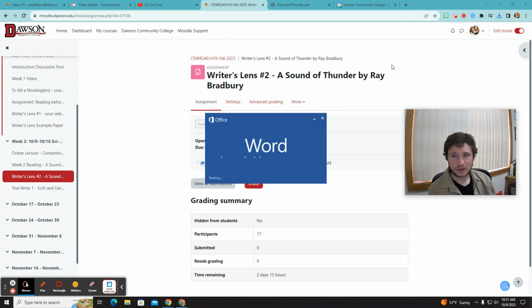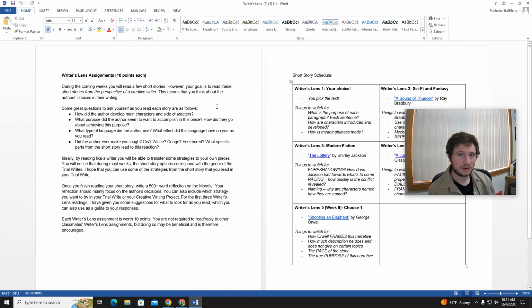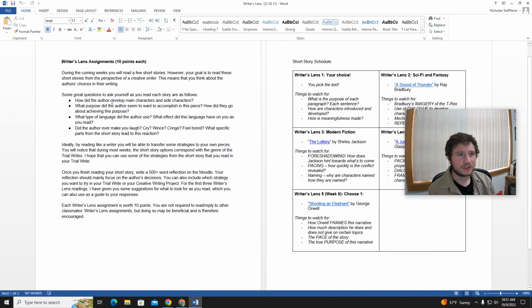I literally have so many copies. It's 2-4-1 now. So for A Sound of Thunder, you're looking at what the author did. Develop characters. What did they want to accomplish? What type of language did they use? Did they ever make you cry or laugh or wince? And then you're going to have a 500-word reflection that you upload here.